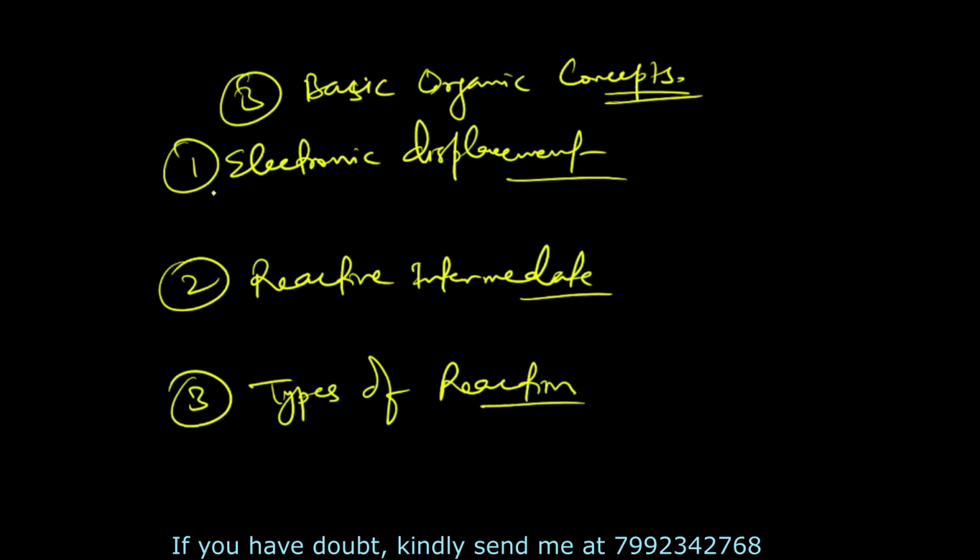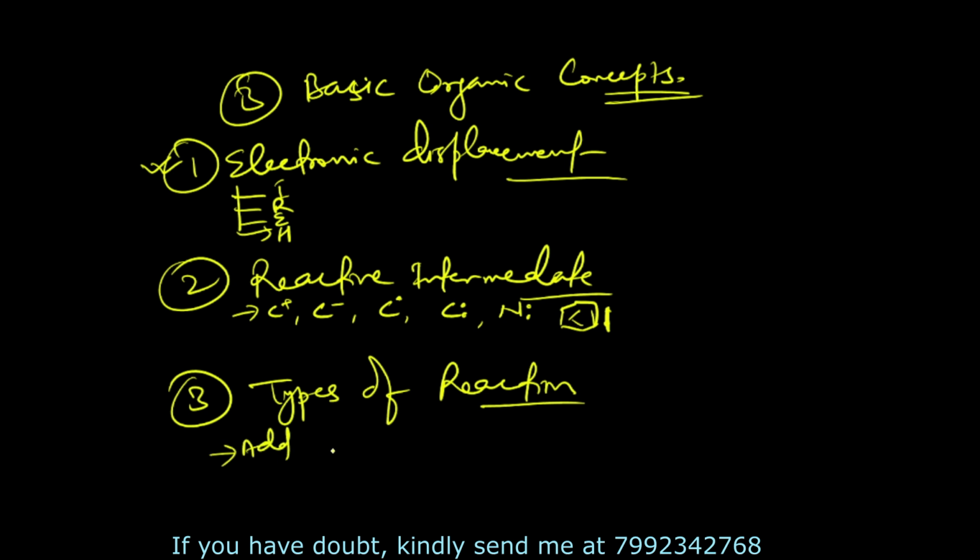I have started electronic displacement in my playlist Conceptual Chemistry. There you will find these electronic displacements are further 4 types: I effect, resonance effect, electromeric effect, and hyperconjugation effect. Reactive intermediates: we know carbocation, carbanion, free radical, carbene, nitrene, and benzyne is also there, but that is not required for 12th standard. Type of reaction: addition reaction, under which electrophilic addition, nucleophilic addition, and free radical addition reactions.